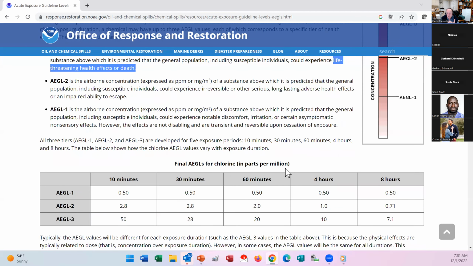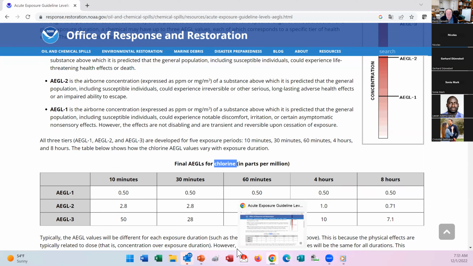So, for example, this is just an example, chlorine. Chlorine is a gas that sometimes can escape from industrial facilities. I've done a couple of cases of chlorine dispersion. And so these are the Eagle values 1, 2, 3, and they change with the duration. For example, the Eagle 2 for a 10-minute impact is 2.8, but for an 8-hour impact is even lower, 0.71.